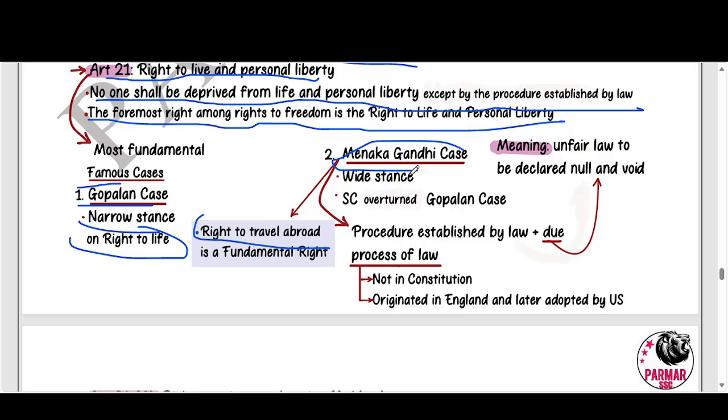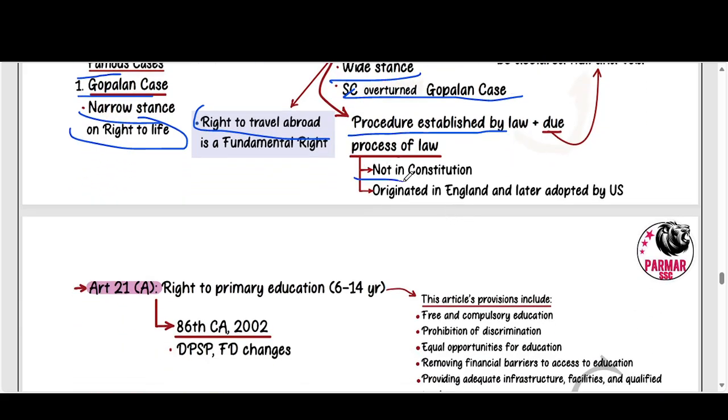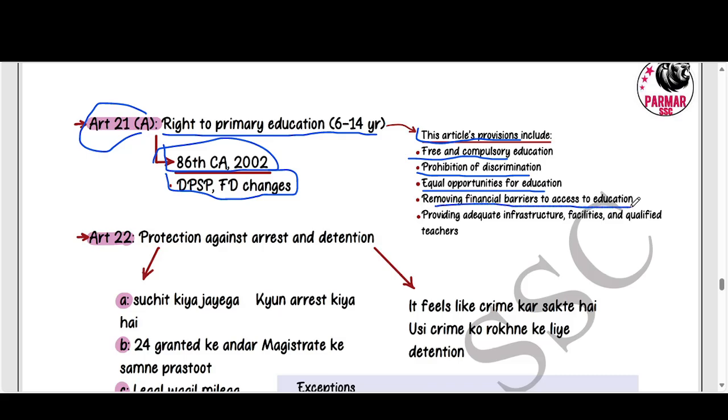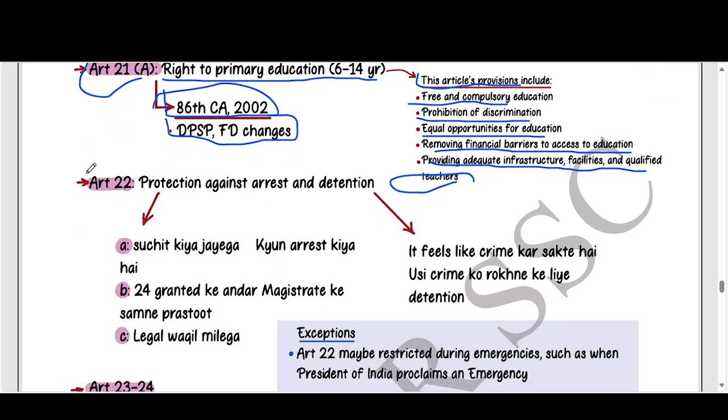In the Maneka Gandhi case, the Supreme Court overturned the Gopalan case. Procedure established by law plus due process means an unfair law can be declared null and void. Due process of law, not in our Constitution, originated in England and was later adopted by the USA. Article 21A: right to primary education, ages 6 to 14, by the 86th Constitutional Amendment 2002, a fundamental right earlier in the DPSP. This article's provisions include free and compulsory education, non-discrimination, equal opportunity for education, removing financial barriers, providing adequate infrastructure and qualified teachers. Article 22: protection against arrest and detention.